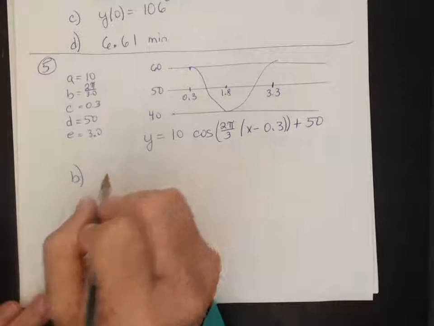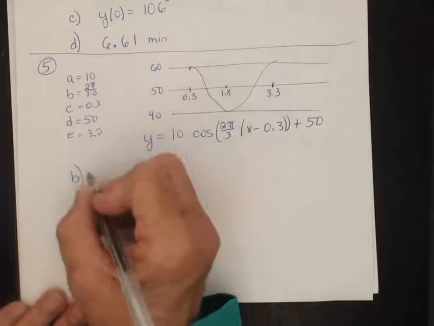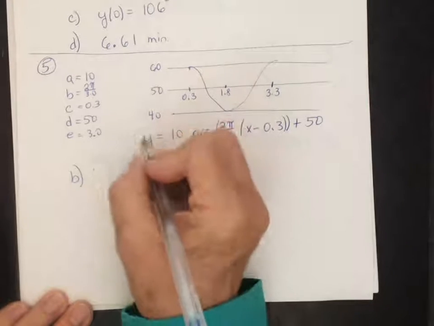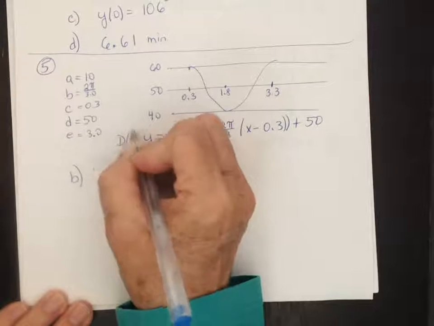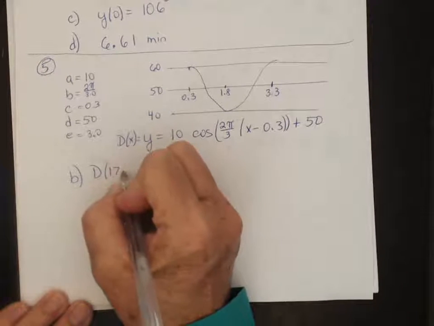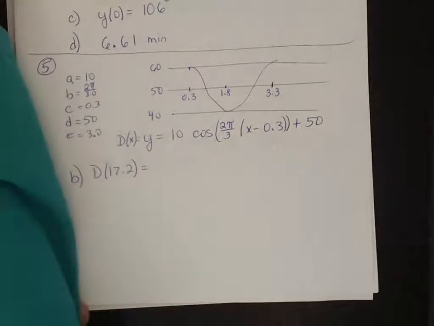Part B says, what is the distance from the floor when the stopwatch reads 17.2? So really what I'm trying to look for is, I'm going to call this function distance as a function of time. So the distance at 17.2 seconds, I'm just going to put that into the calculator and see what it says.